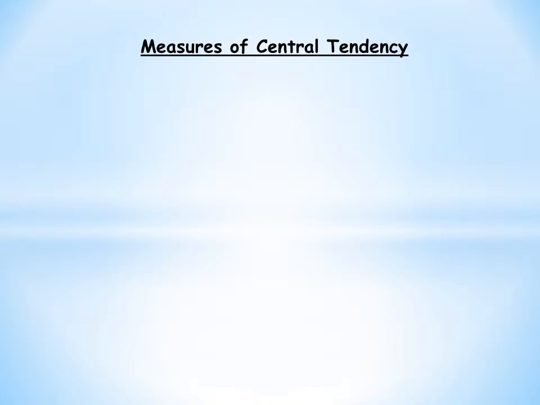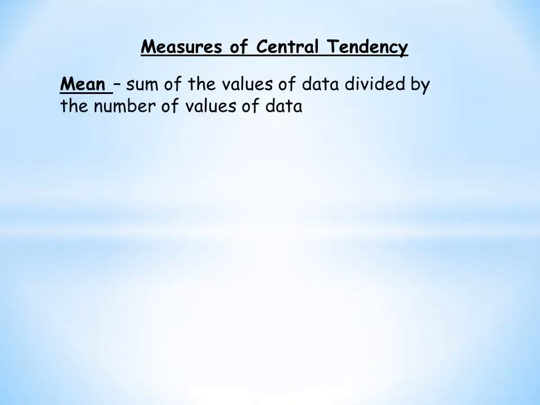So you have measures of central tendency. This is what measures what's happening in the middle of your data. One of them is the mean, which you should all be familiar with now. It's just the average. You take the sum of the values of the data and then you divide it by the number of things you have.